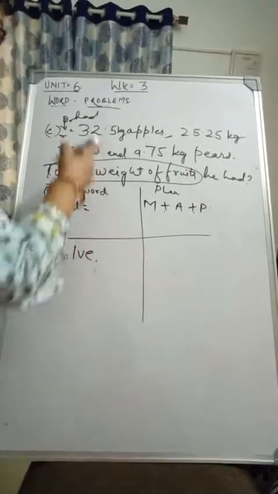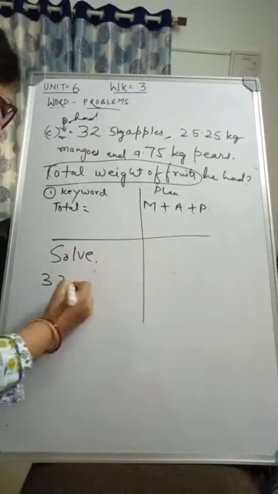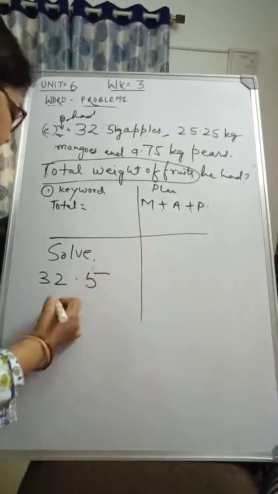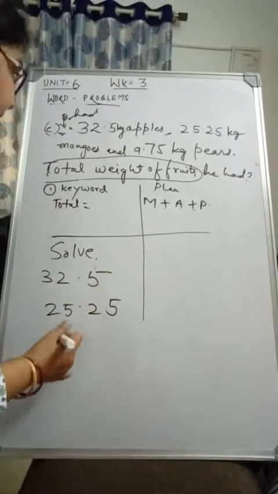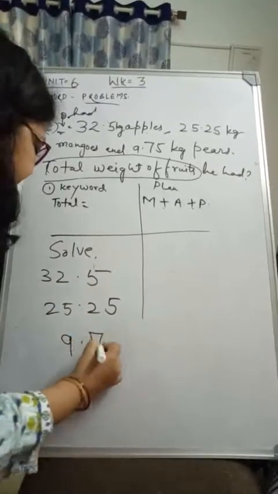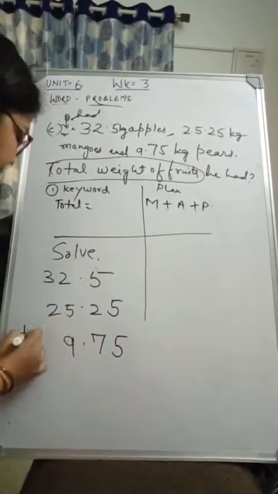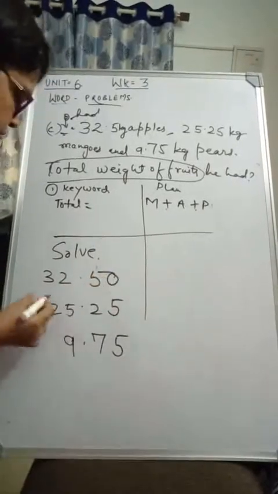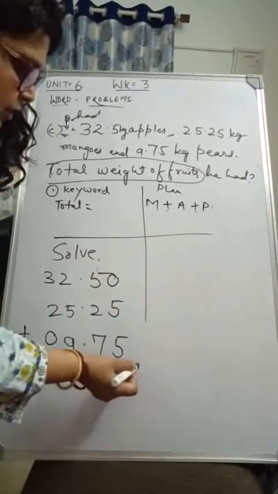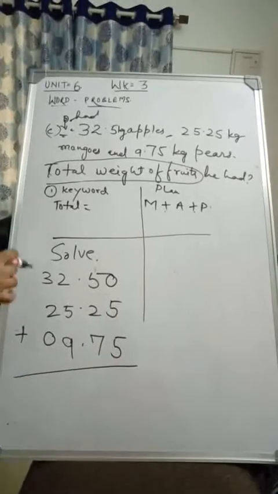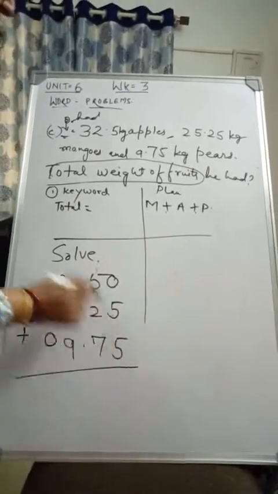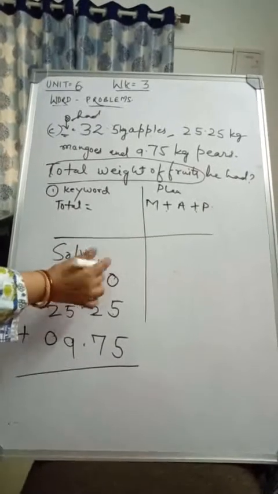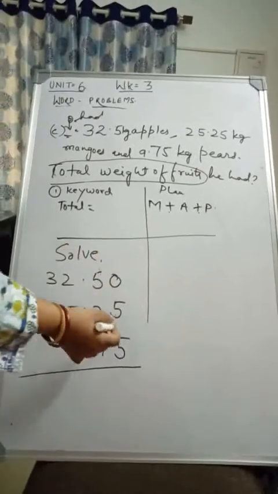We will firstly arrange the numbers: 32.5 kilogram, 25.25 kilogram and 9.75 kilogram. Now we will do addition. Here with 5 put 0 so that no column is left vacant. How will we do 5 plus 5? Just follow the simple rule that you have done in whole numbers.